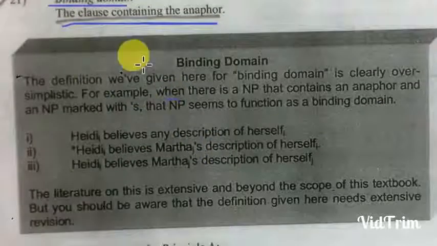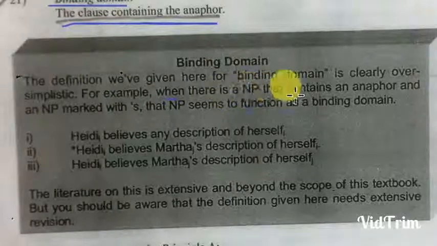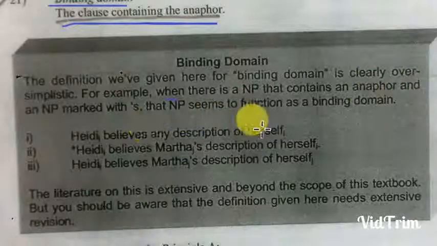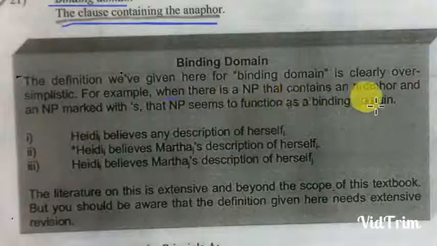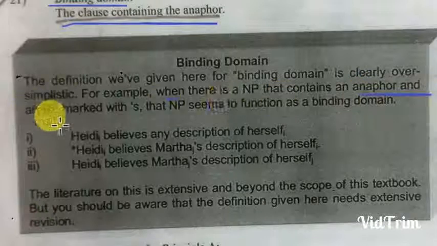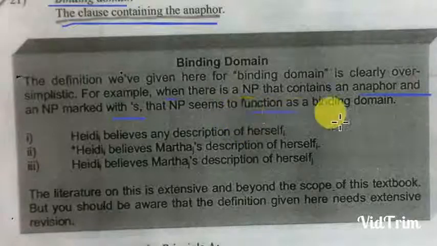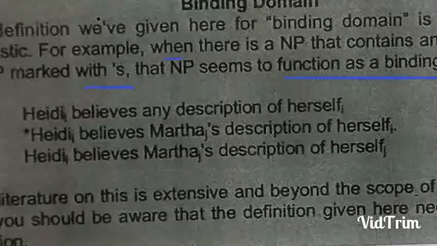For example, when there is a noun phrase that contains an anaphor and a noun phrase marked with apostrophe s, that NP seems to function as a binding domain. Sentence: Heidi believes any description of herself. Now, Heidi is coindexed with I, that is herself, the index number for herself. The next sentence, which is incorrect: Heidi believes Martha's description of herself.